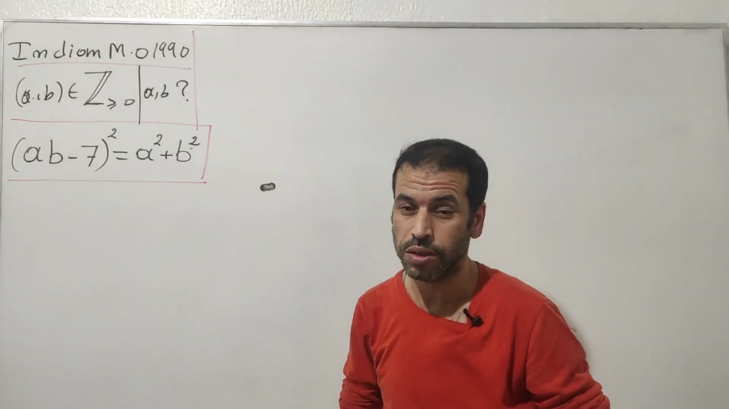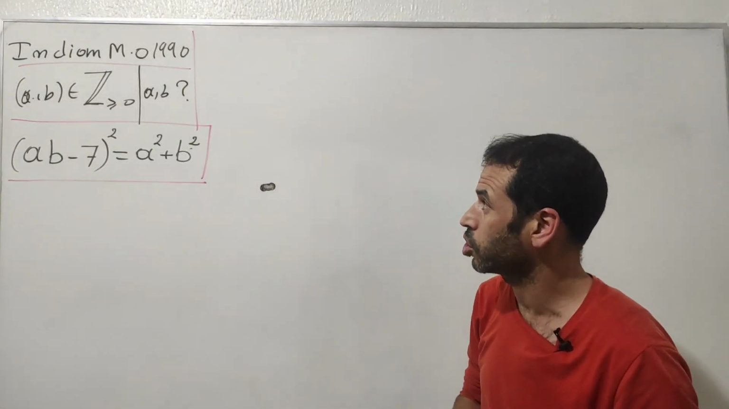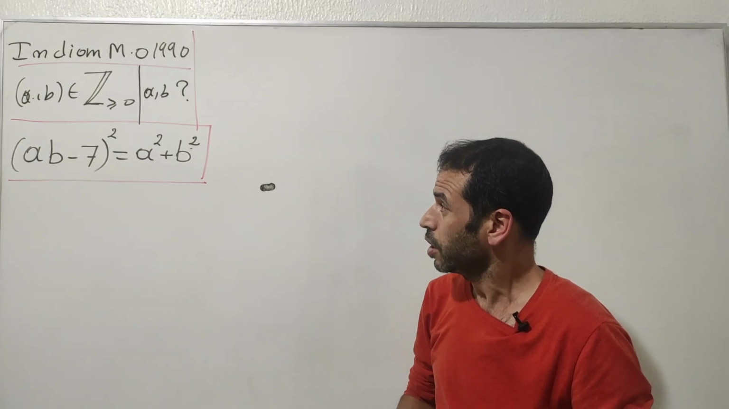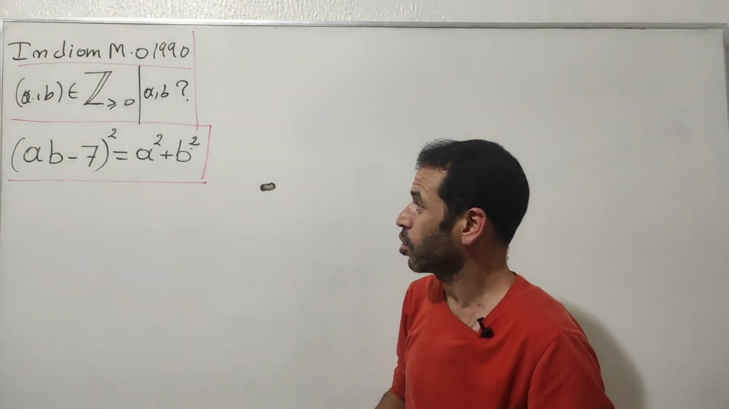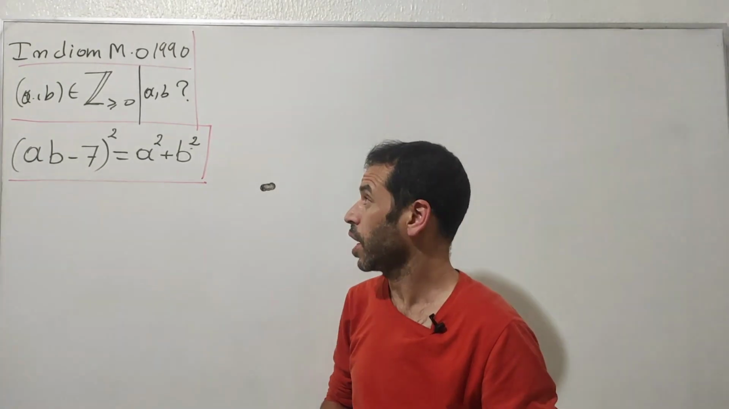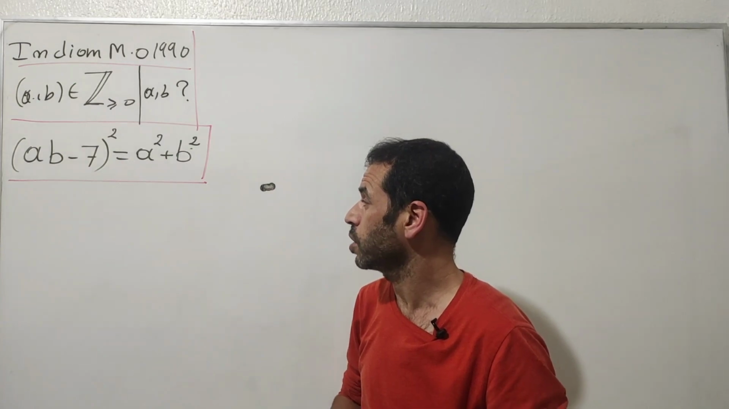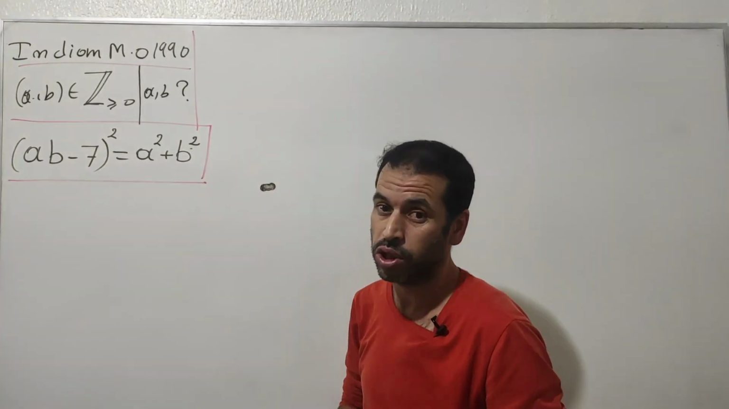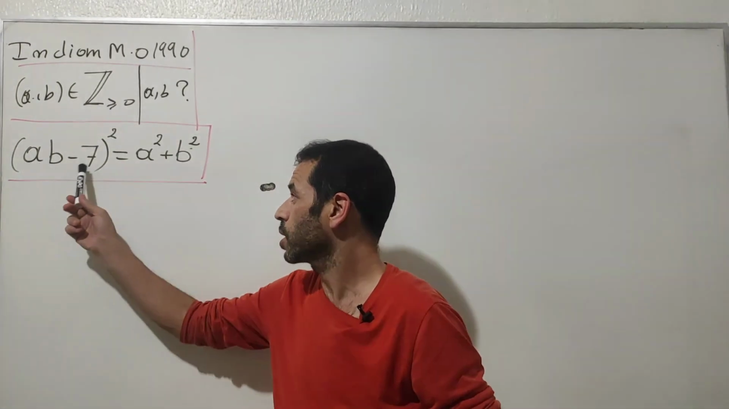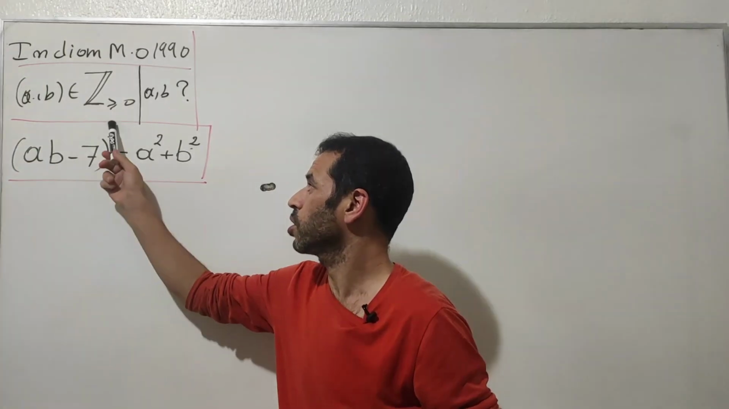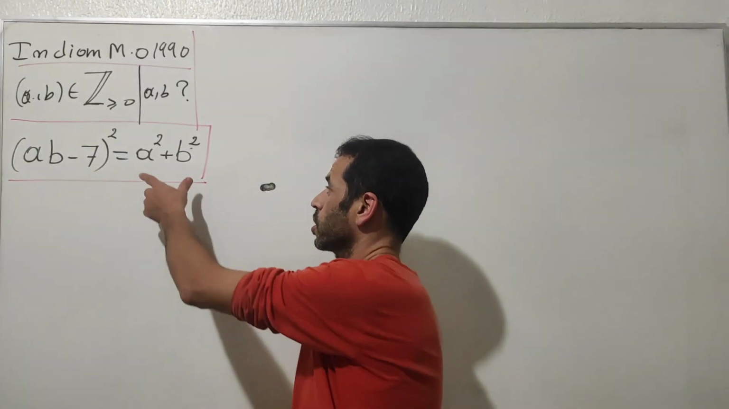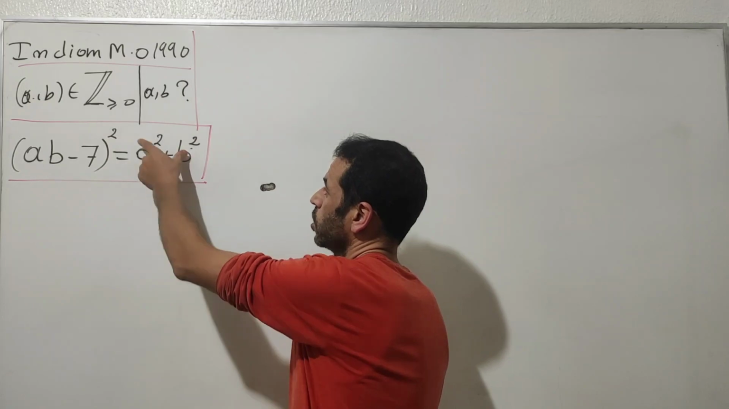In today's video, here is a nice problem from the Indian Mathematical Olympiad, 1990 edition. Our goal is to find all non-negative integers a and b that satisfy the following equation: (ab - 7) squared equals the sum of the two squares, a squared plus b squared.